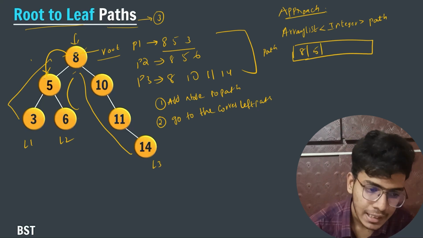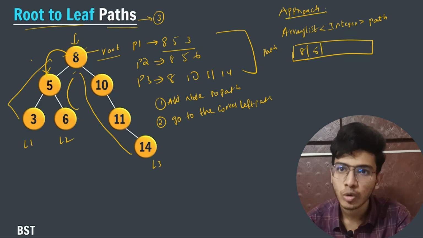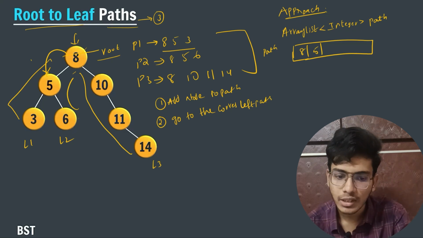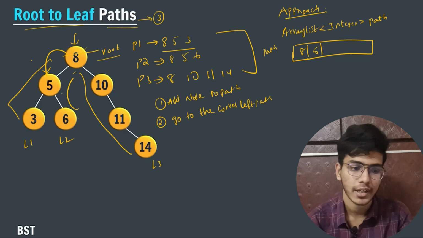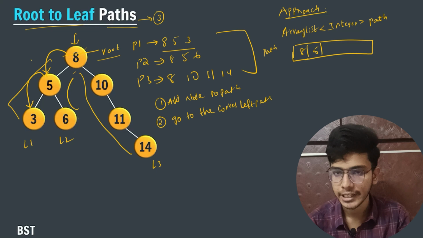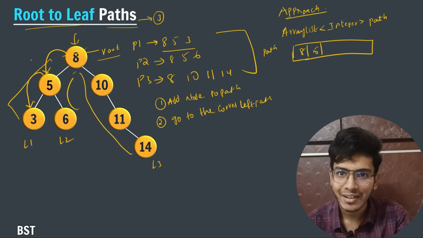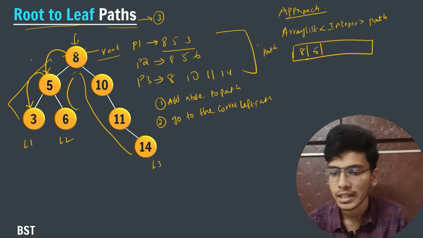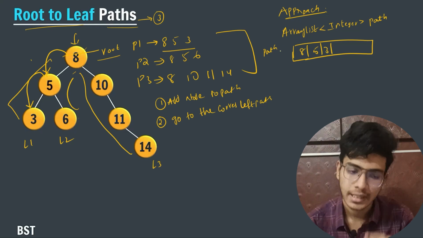After that, again, this is a secondary root, this is a root in itself. So if I reach a node, then what I will do is I will go to its left part. So this 5 will recursively call the left part, which is 3. So for this node 3, I will add node 3 data, which is 3, into my array list.